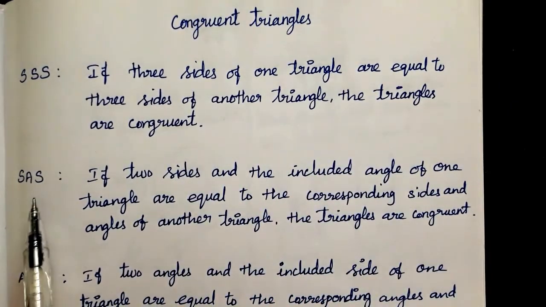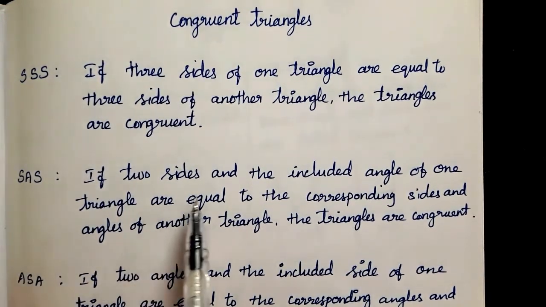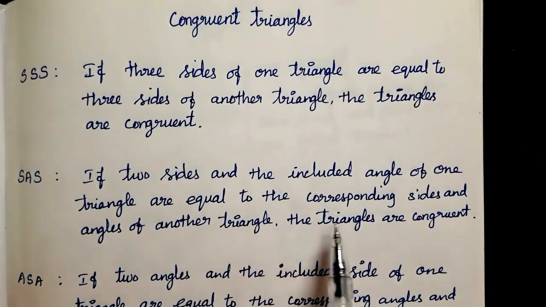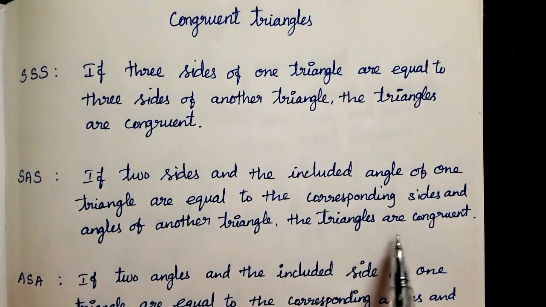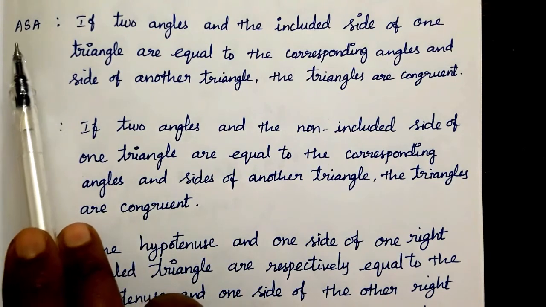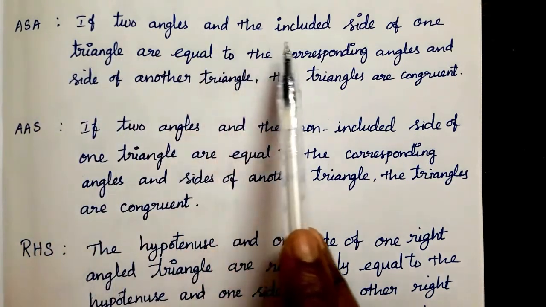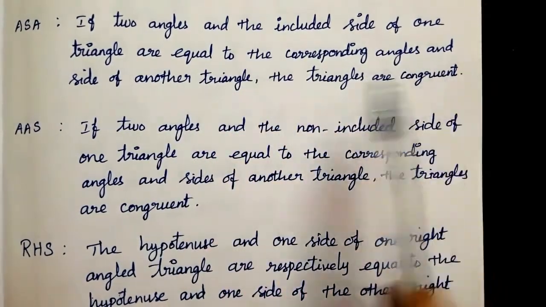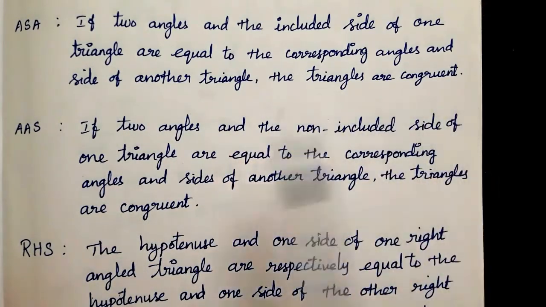Next one, SAS congruence. Here SAS stands for side angle side. If two sides and the included angle of one triangle are equal to the corresponding sides and angle of another triangle, the triangles are congruent. Next one, ASA congruence. Here ASA stands for angle side angle. If two angles and the included side of one triangle are equal to the corresponding angles and side of another triangle, the triangles are congruent.